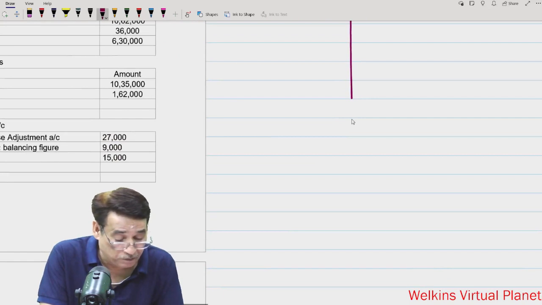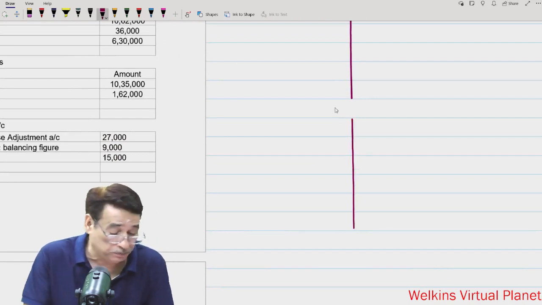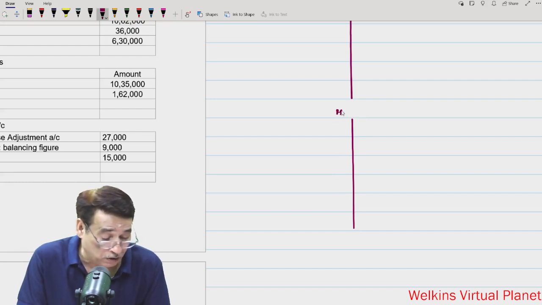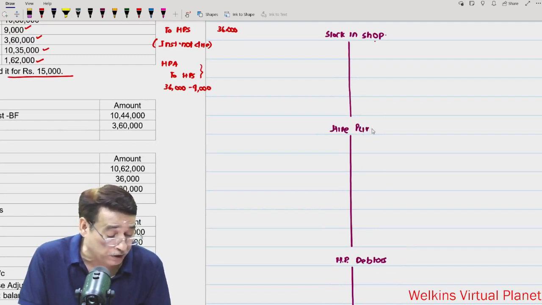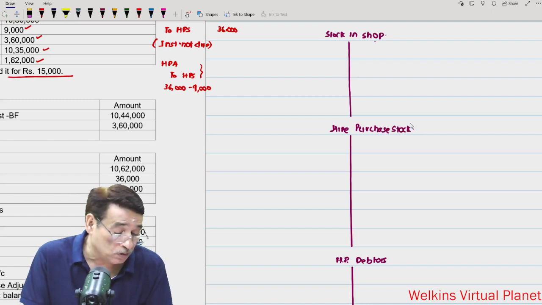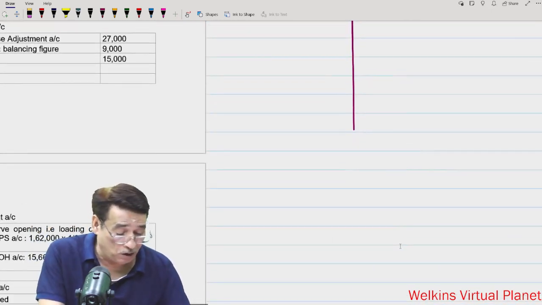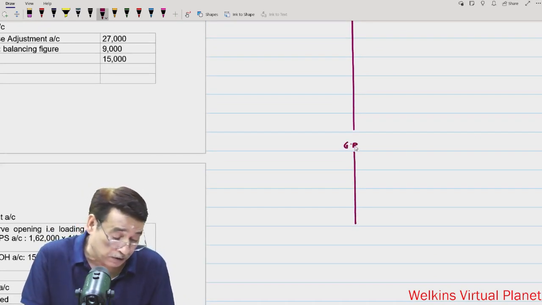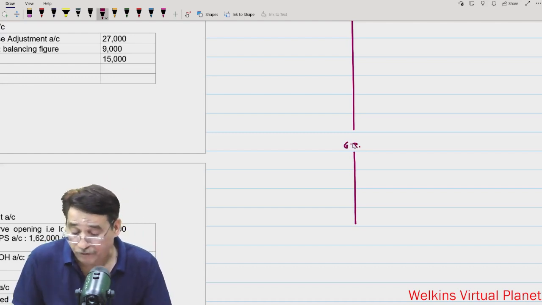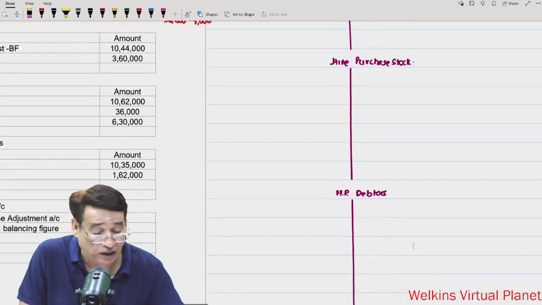So this is your hire purchase stock account. And then we will prepare hire purchase debtors account. Hire purchase debtors account, also known as installment due account or overdue account. Then hire purchase stock account, also known as stock out on hire account or stock with customer account. Because in this particular question, you are dealing with goods repossessed, so you will have to prepare goods repossessed account also.